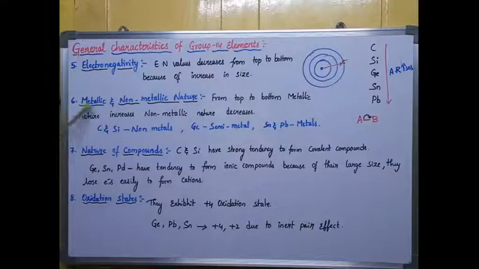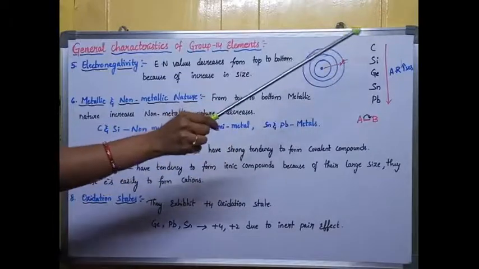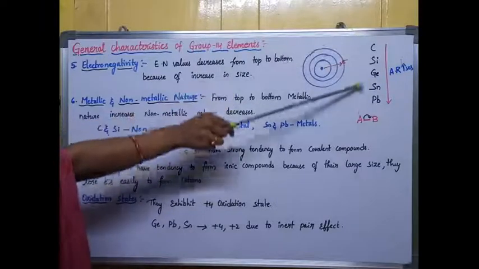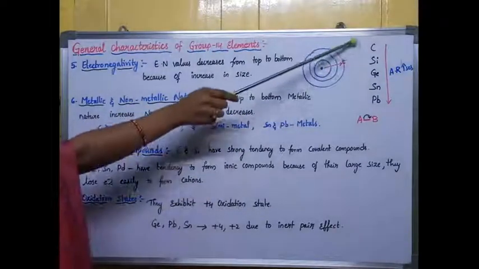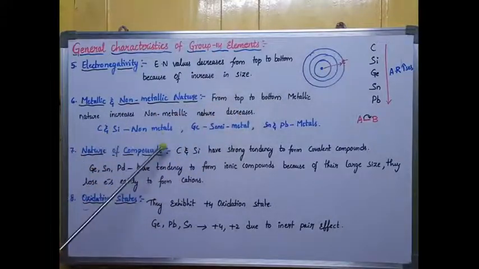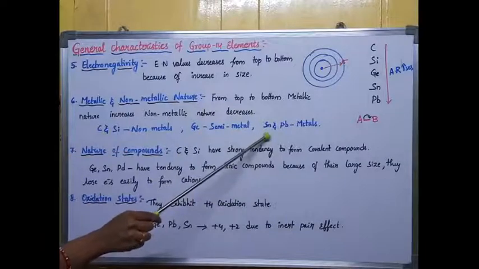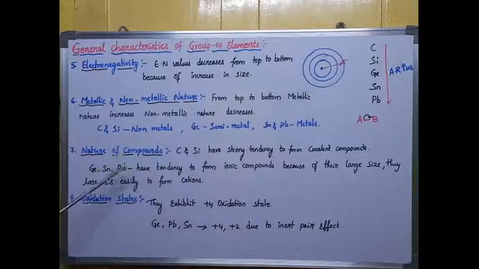Next, coming to metallic and non-metallic properties. So metallic property is nothing but the tendency to lose electrons. So from top to bottom size increases, so they can lose electrons easily. So here we can say from top to bottom metallic character increases, non-metallic character decreases. So here we can say carbon and silicon are non-metals. Okay, germanium is called a semi-metal, and we can say tin and lead are good metals in this group.